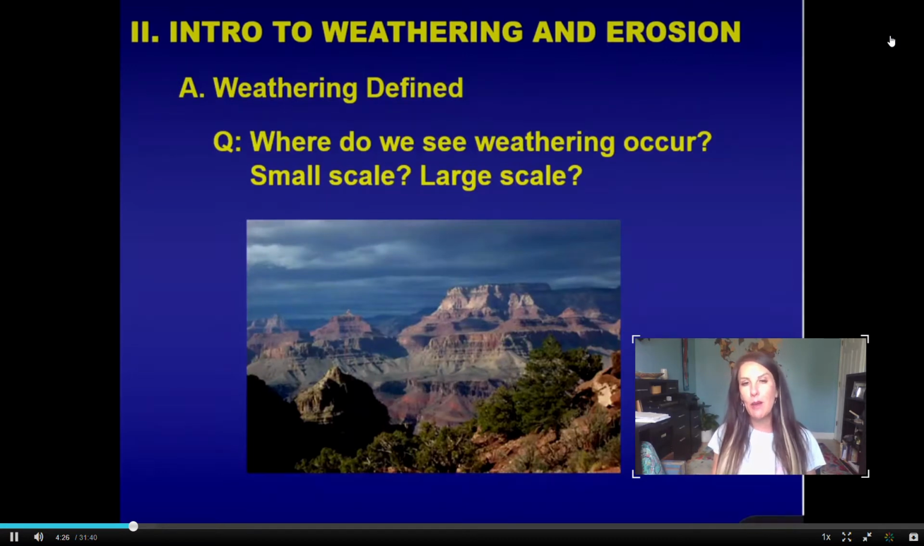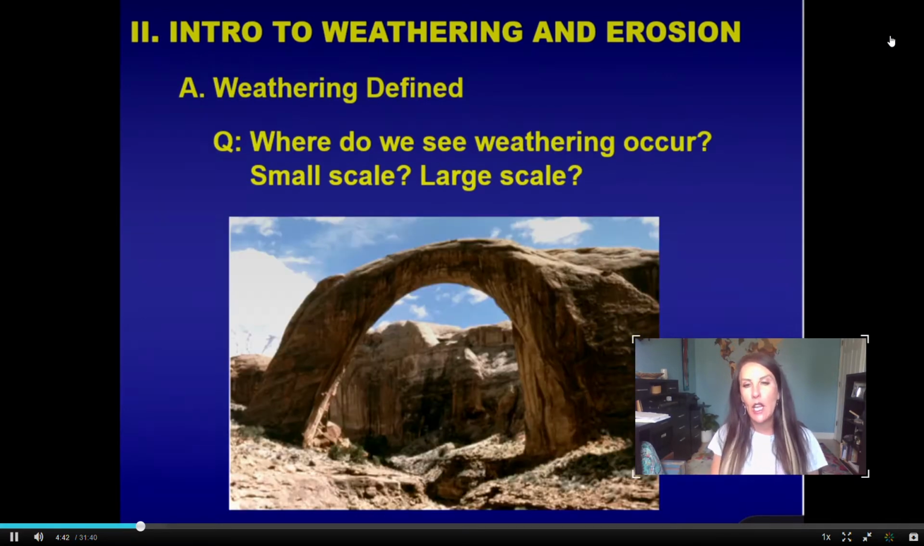But we can look at bigger pictures. Here on the screen is a picture of the Grand Canyon. Certainly over the past millions of years, we can see how the Colorado River carved the Grand Canyon, a very large-scale weathering pattern. We could also see it in Utah at Arches National Park, where it's mostly wind erosion.